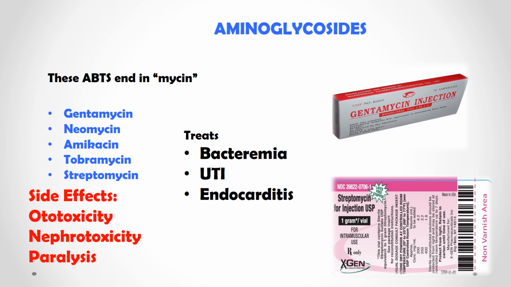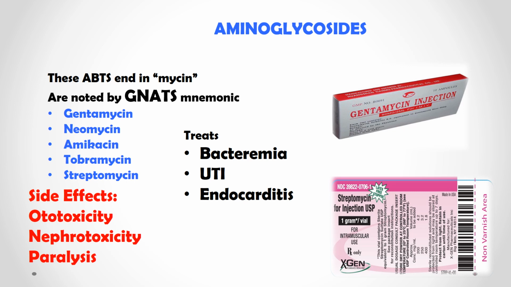Our next set of antibiotics include the aminoglycosides. The aminoglycosides are easy to remember because they end in the word mycin. We can use the mnemonic GNATS to remember the aminoglycosides. So if you remember gnats, you'll remember the aminoglycosides. They include G for gentamicin, neomycin, amikacin, tobramycin, and streptomycin.